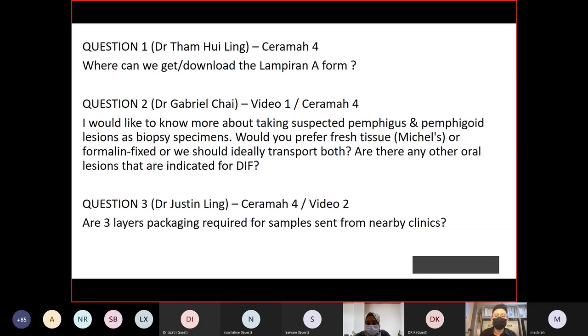Okay, because the formalin one, we want to see whether the tissue is enough or not. Because the one in the IF, we just see the staining, we don't see the tissue. Okay, I think that answers your question.